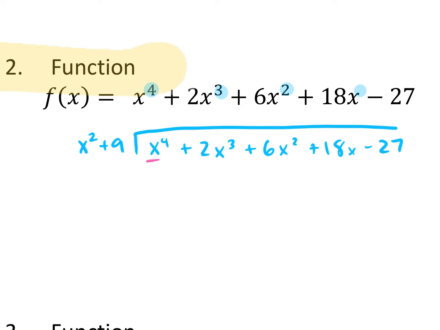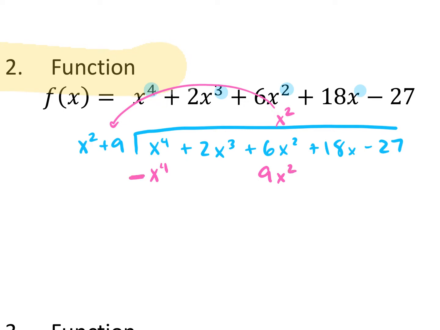So I divide x to the fourth power by the first term, so x squared. So what's x to the fourth power divided by x squared? x squared. So I'm going to make sure that goes on top of my x squared term. Now I need to multiply x squared with both things on the outside. So x squared times x squared would be x to the fourth power. x squared times 9 is what? 9x squared. So I'm going to put that under the x squared term.